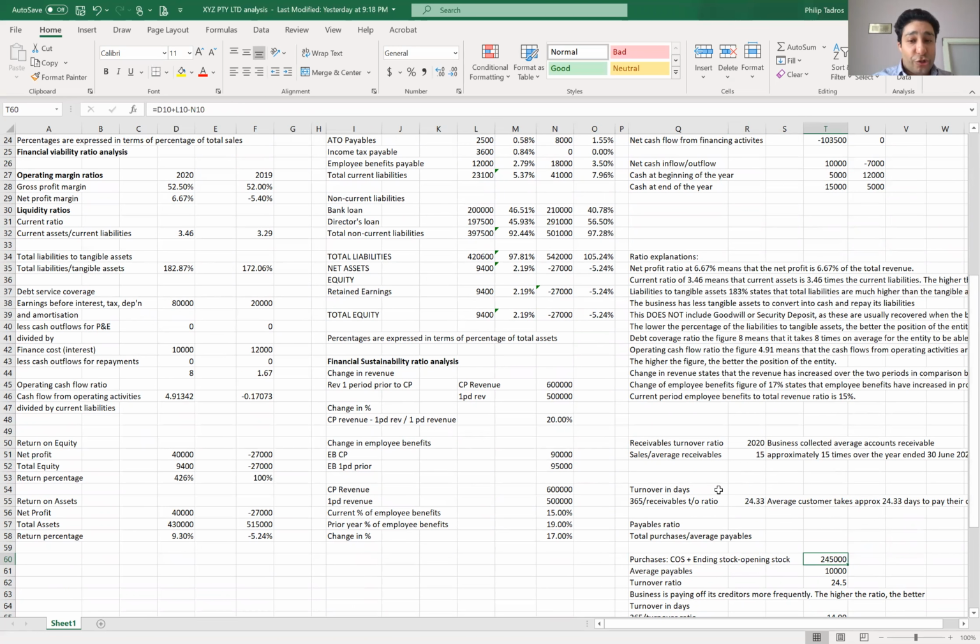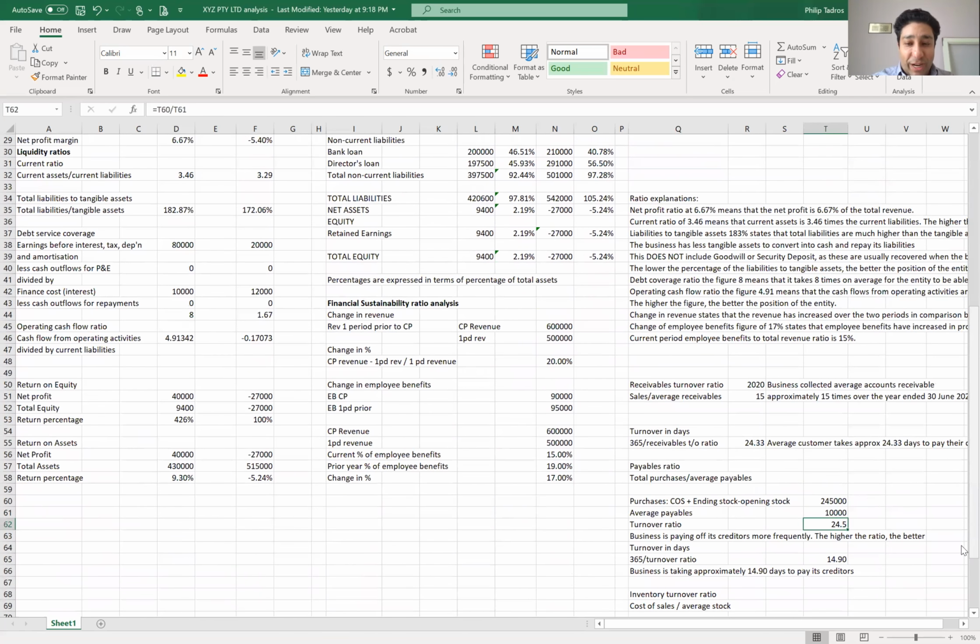So in this case, the purchases are $245,000 and the average payables is $10,000. So the turnover ratio is 24.5. So this means the business is paying off its creditors more frequently. It's paying off its creditors 24 times in the year. Well, 24 times in a year may or may not seem frequent. It's probably just under around once a month that the business is paying off its creditors.